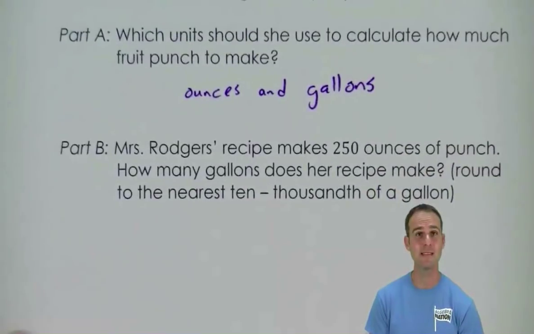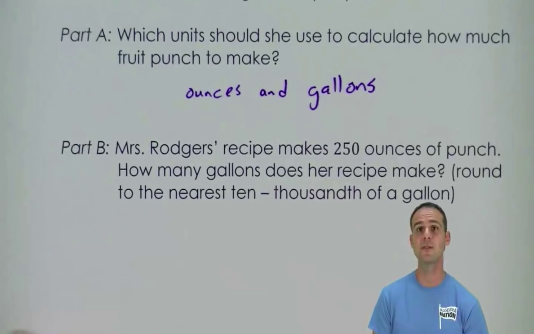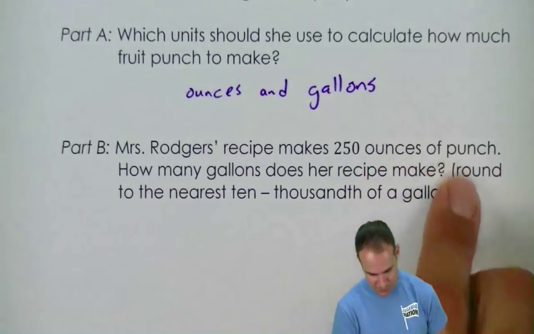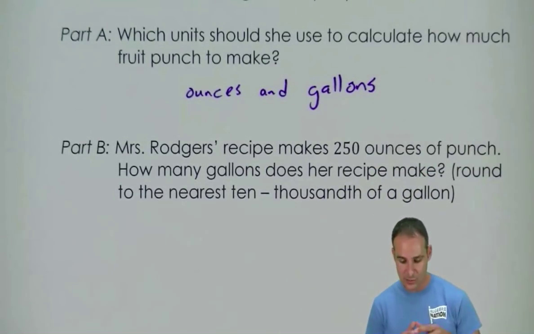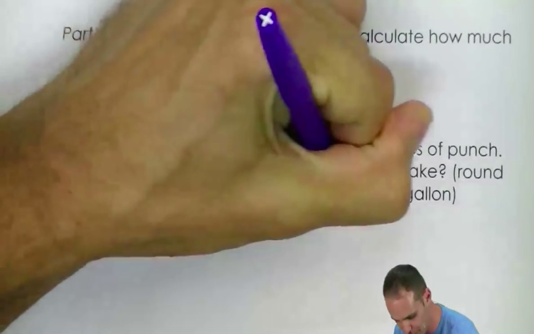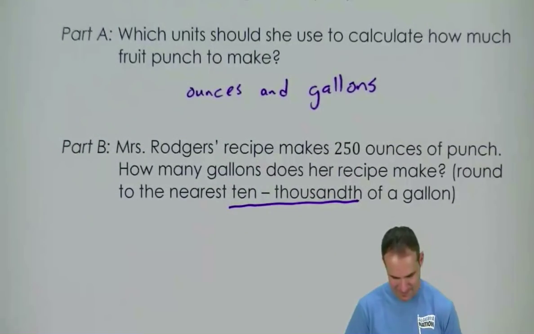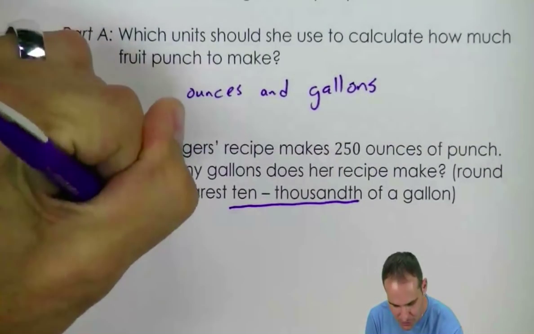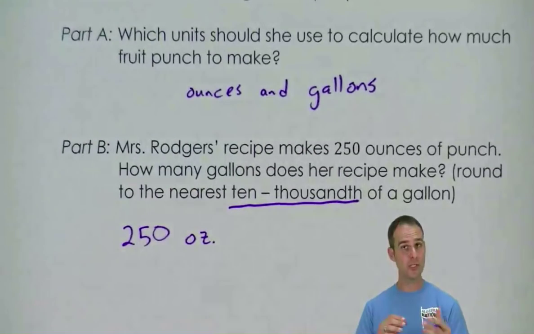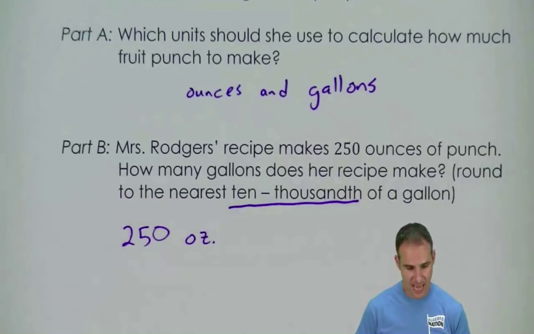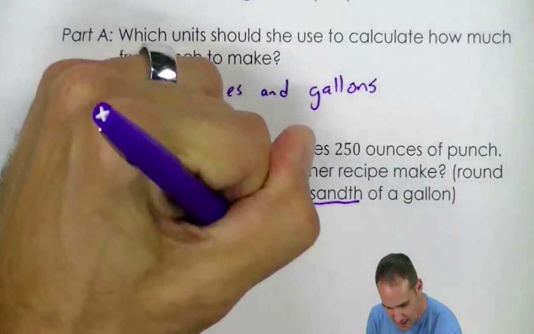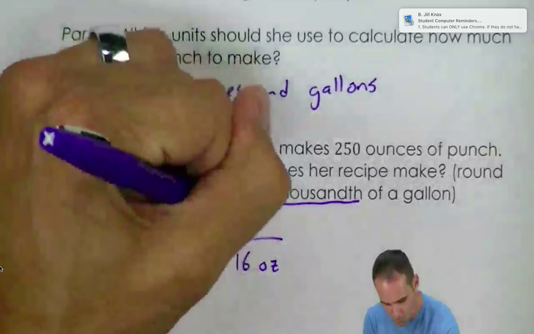Now for part B, it says Mrs. Rogers makes 250 ounces of punch. How many gallons does her recipe make? Rounded to the nearest 10,000th of a gallon. Okay, so we have 250 ounces. We just did some of these conversions before the Beat the Test. If you recall, we know that for every 16 ounces, there's going to be 1 pint.